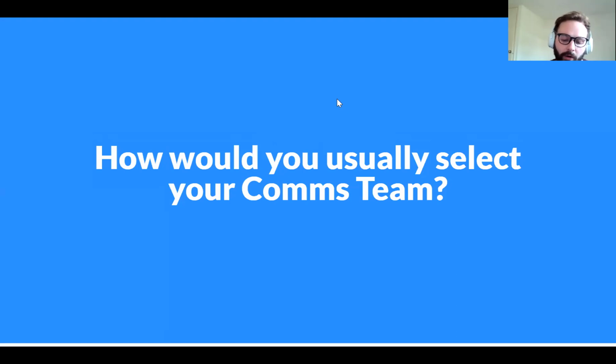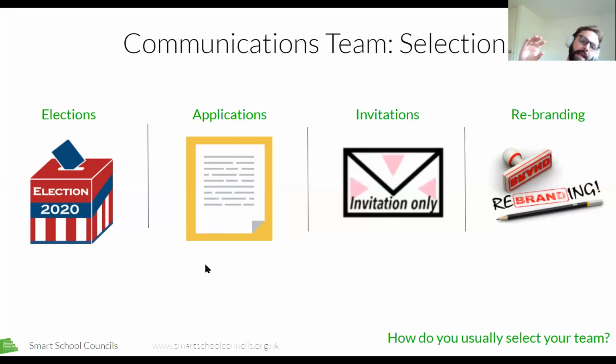Well, we went to Laurie for her views on this, as well as other teachers that we traditionally work with. And there are, I think, 4 ways that we would normally select our student leadership group to get our comms team up and running. They are elections, they are applications, sometimes they're direct invitations, and the last one is a bit of a sort of an unusual term to hear in schools, rebranding, which essentially means if you're joining the program for the first time this year and you've already got a school council, then the way your communication team gets selected is by rebranding the current school council into a communications team.